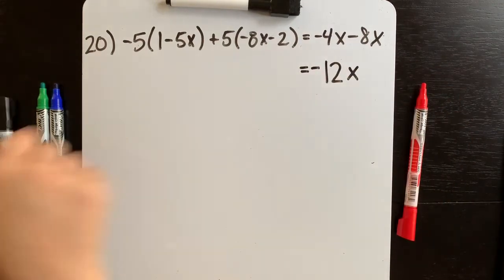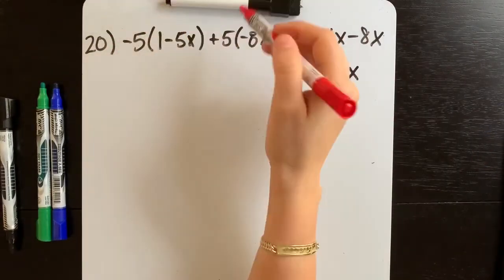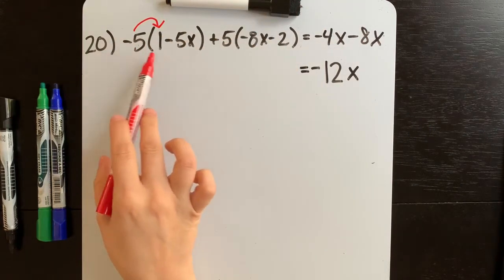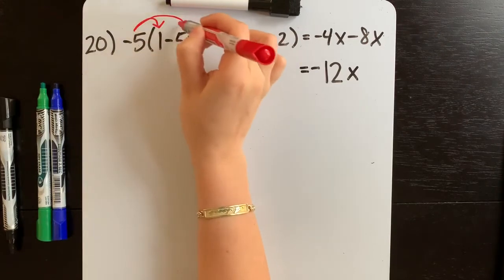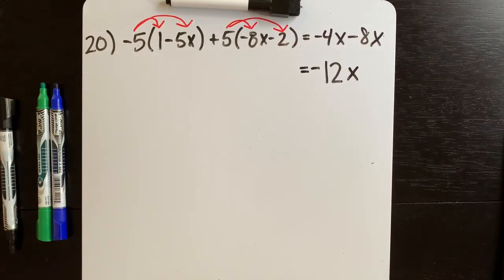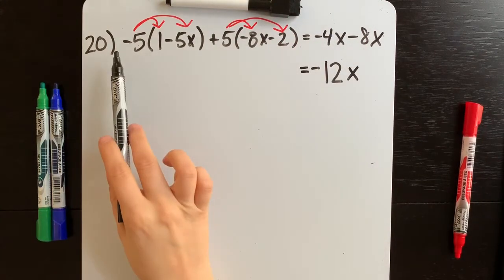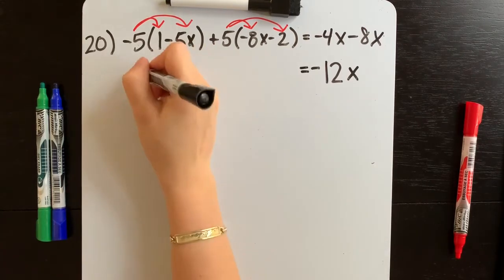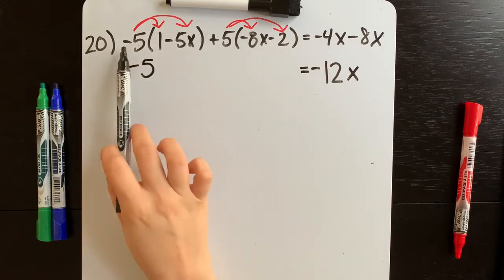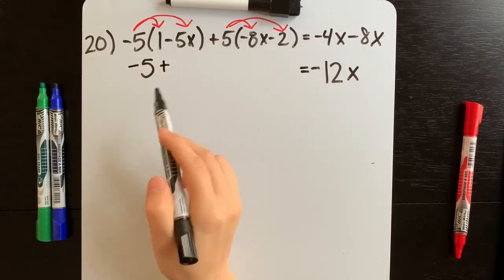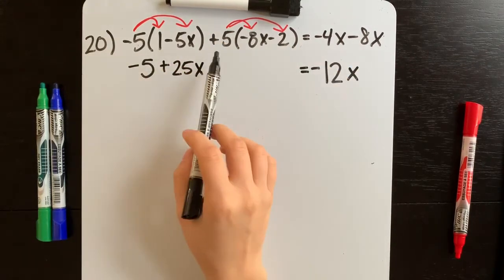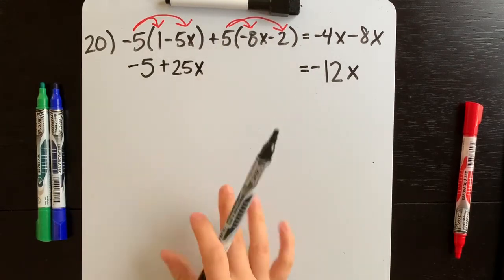Now on this side, I want to make sure that I distribute this number on the outside to each term inside the parentheses. So I want to make sure that I multiply the -5 to the 1, and then I multiply it to the -5x. And then the same goes over here. So this is how it goes. So -5 times 1 is -5. -5 times -5x. Negative times a negative makes a positive. And then 5 times 5 is 25x.